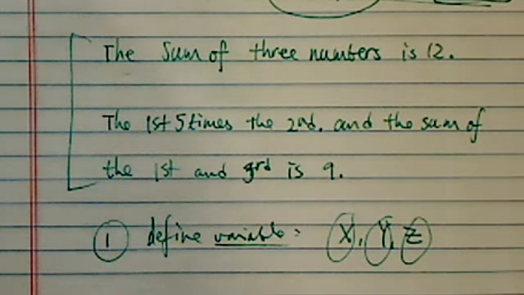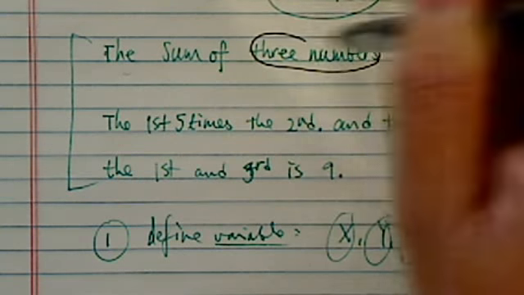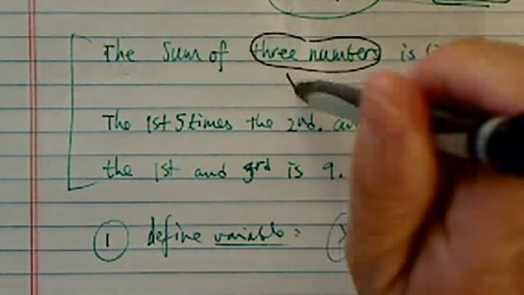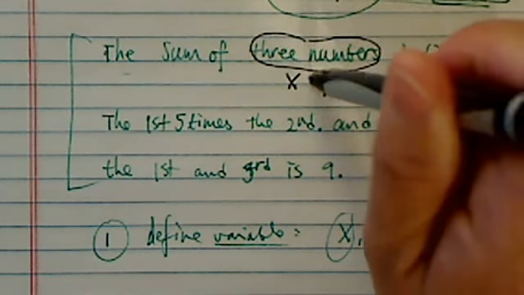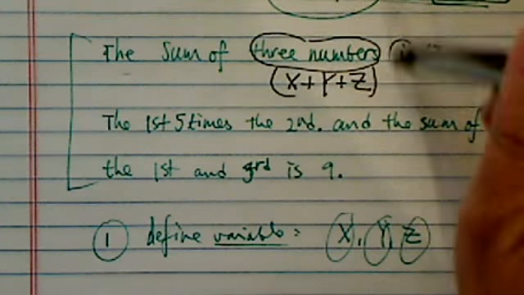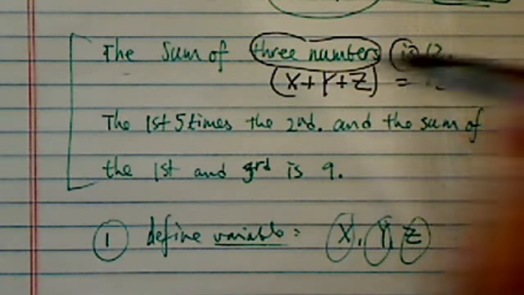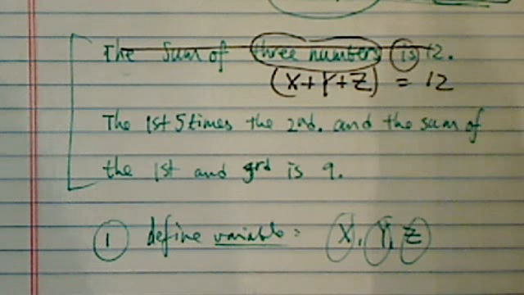Okay, now let's go back in there. What we need to do then is go back over there and literally go one sentence at a time, see if we can translate. The first sentence said the sum of three numbers. Well, what three numbers? We have x, y, and z. What do we want to do with it? The sum is 12. Okay, so the first sentence is used up.